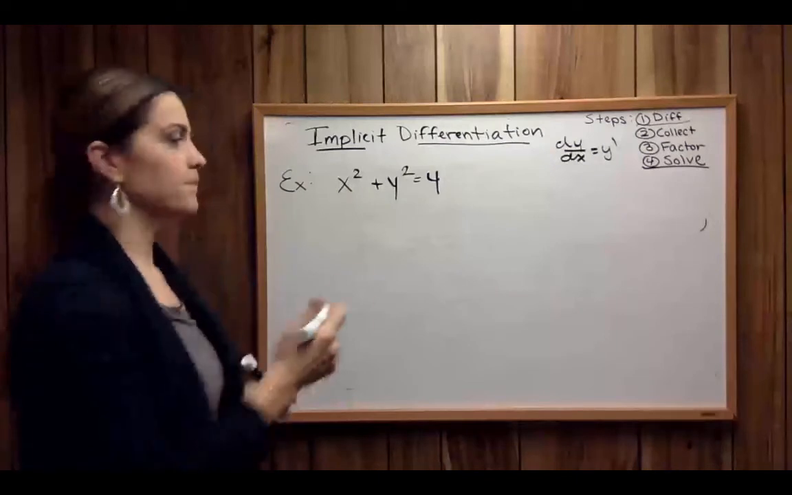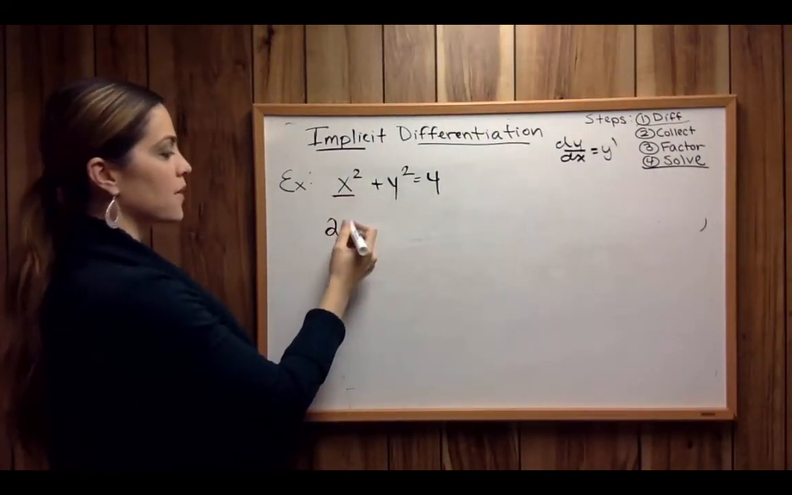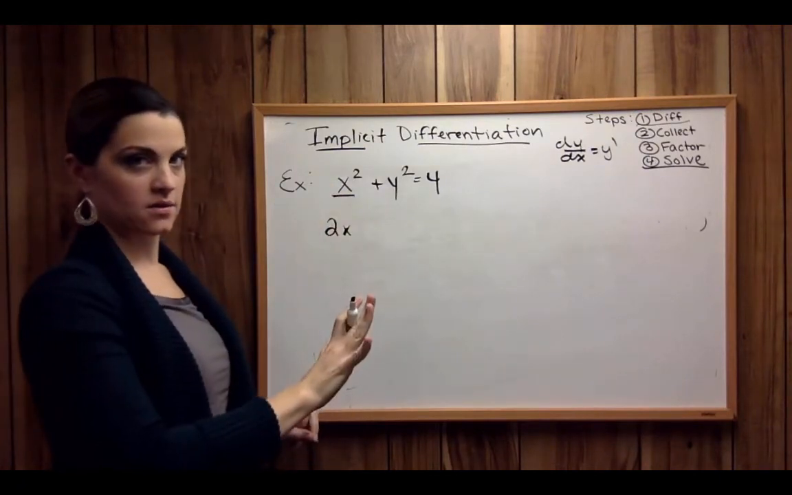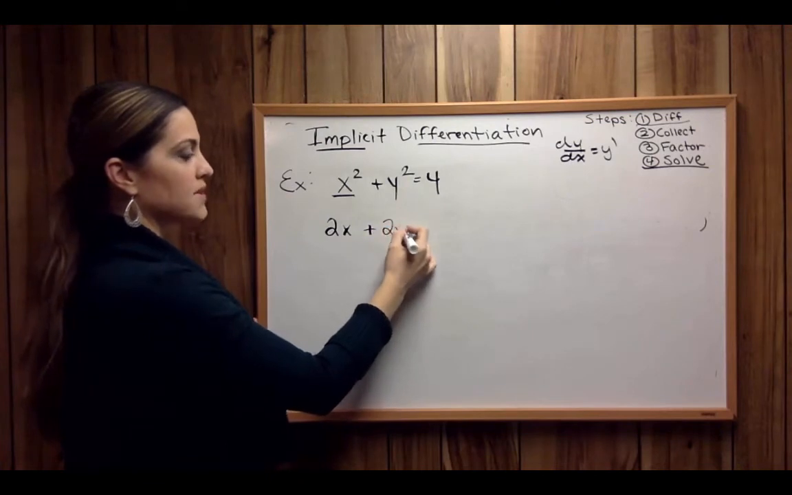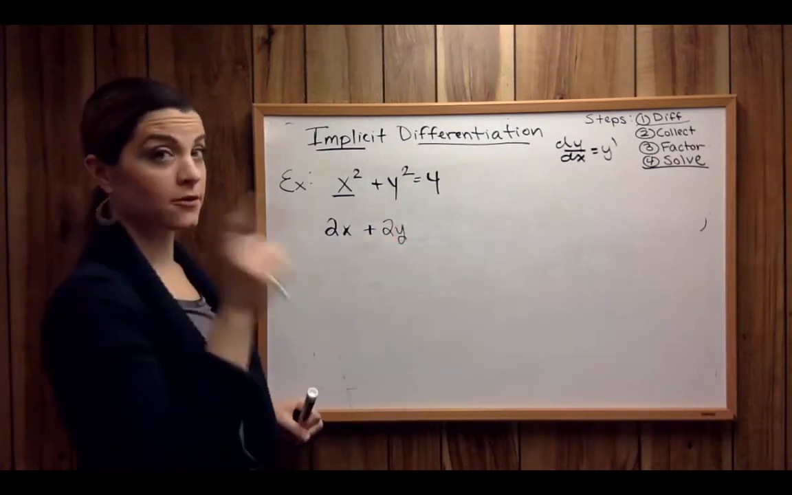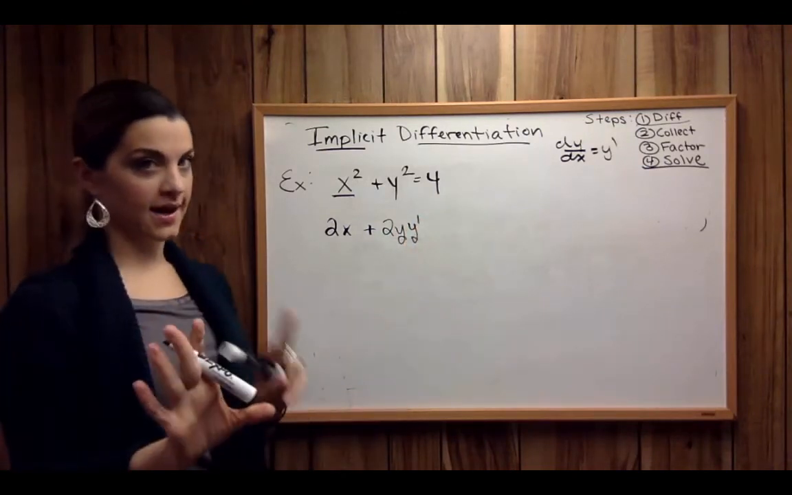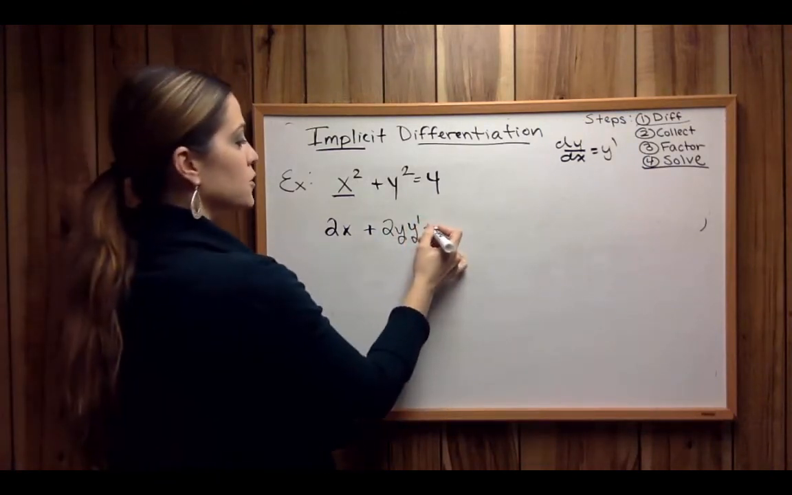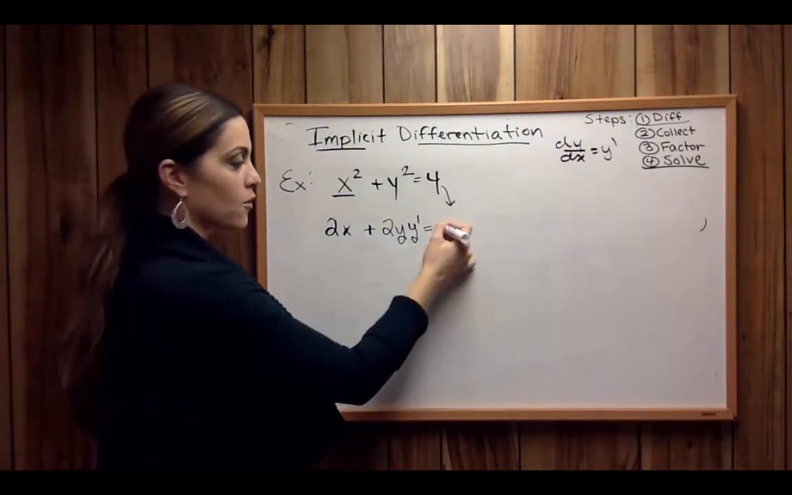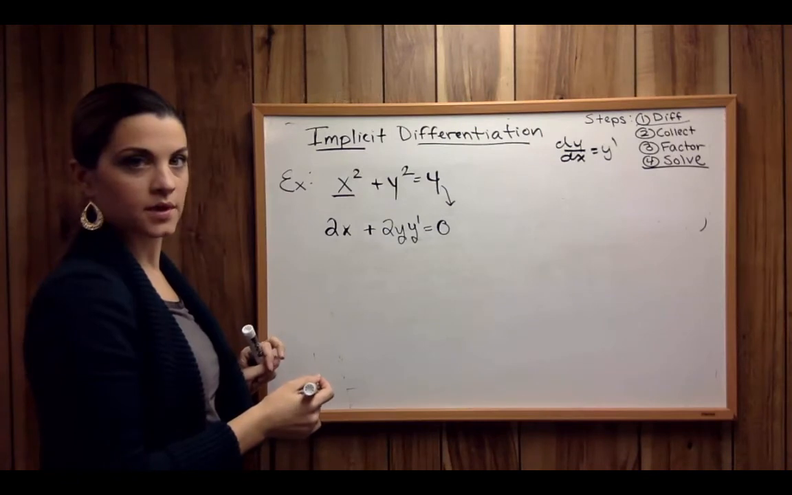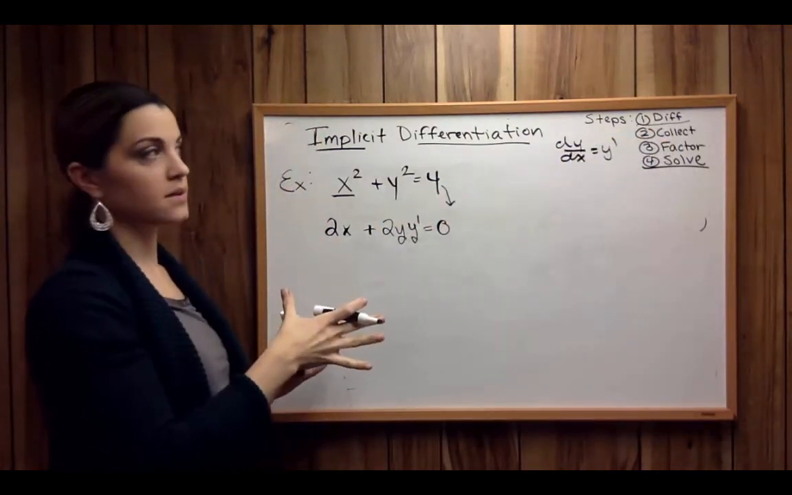So let's try this one. The derivative of x squared is 2x, because remember, we're differentiating with respect to x. The derivative of y squared is 2y, but since you're differentiating with respect to x and it's a different variable, you have to put y prime, or dy/dx, you pick. Don't forget to also differentiate 4. The derivative of 4 is 0. So first step, differentiate everything with respect to x, which we did.